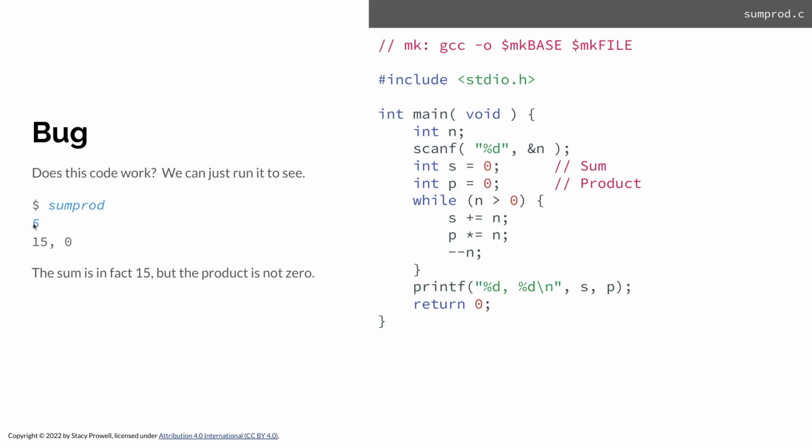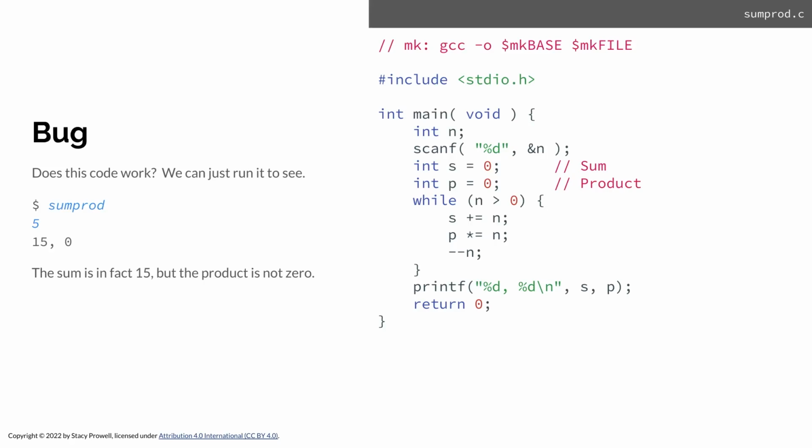If I run sumprod and enter 5, I would expect the sum to be 5 plus 4, which is 9, plus 3, which is 12, plus 2, which is 14, plus 1, which is 15. I expect the sum to be 15. First output is 15. Good. I expect the product to be 5 times 4, which is 20, times 3, which is 60, times 2, which is 120, times 1. I expect the product to be 120, but the product it reports is 0.